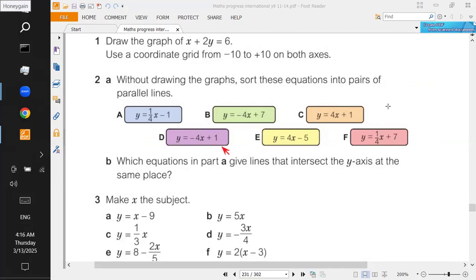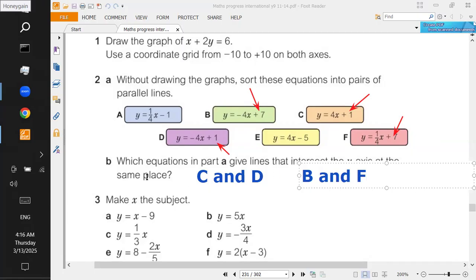So here, you'll notice that this is positive 1 and this one is positive 1. This means that C and D intersect at the same point. And we have the other lines, which are positive 7 and positive 7. It means B and F intersect the y-axis at the same point. So B and F, and this answers part B.